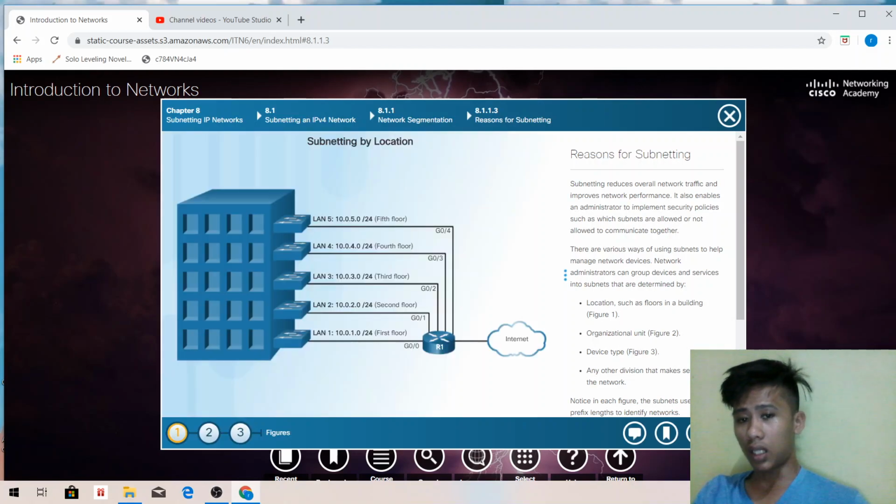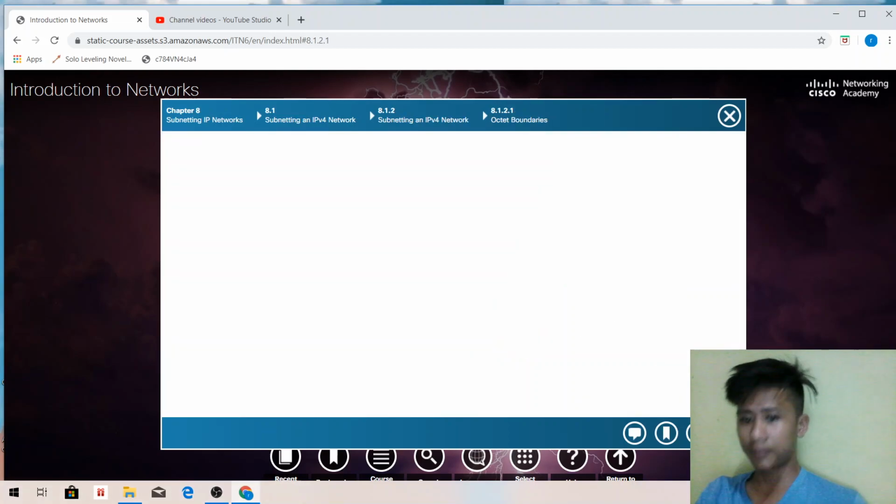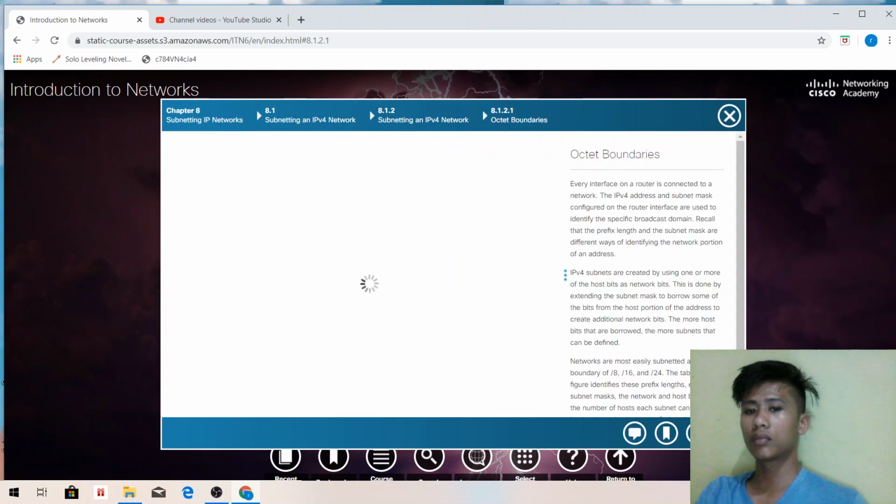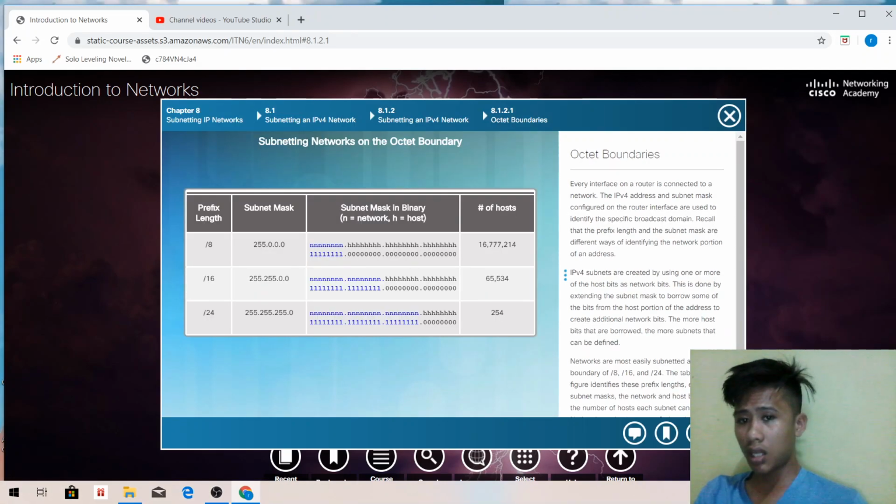Reasons for subnetting. Subnetting reduces overall network traffic and improves network performance. It also enables an administrator to implement security policies, such as which subnets are allowed or not allowed to communicate together. The octet boundaries: every interface on a router is connected to a network.